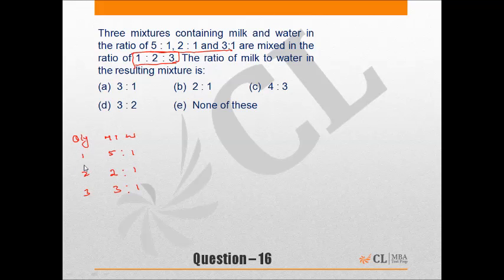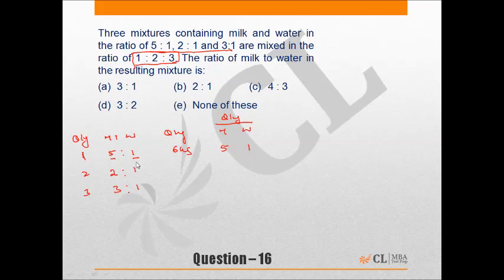Now this should give us a starting point. Let's look at this 5:1. Let me assume the quantity of the first is 6 kgs. Why am I assuming 6 kg? Because this is a ratio of 5:1, 5 plus 1 is 6. If I assume 6 kgs, then I will not end up in decimals. So the quantity of milk and water in the first mixture will be 5 kg of milk and 1 kg of water.